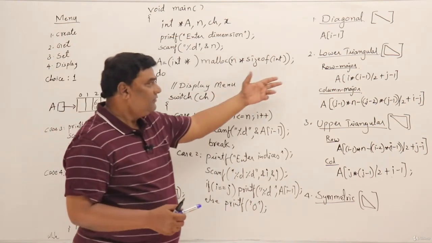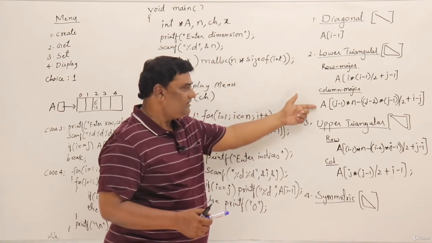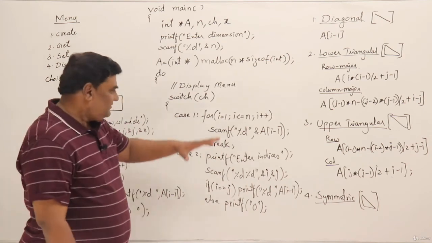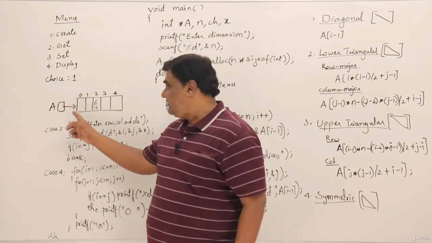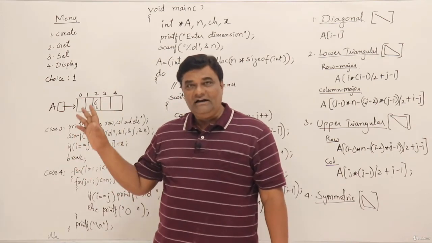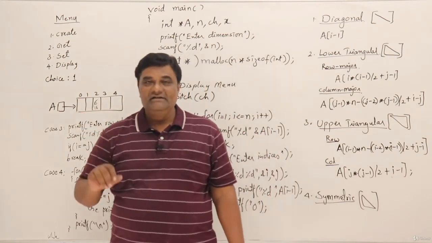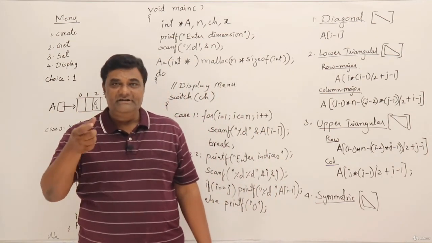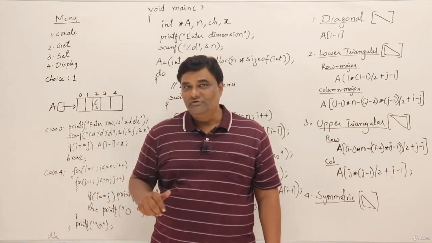What about lower triangular matrix? We have different formulas for row major representation and column major representation. Different formulas are there. Now the program will be similar only. We want to create an array of required size, and then program will be having these four options: creating an array and filling the elements, then getting an element, setting an element, and displaying a matrix. So same options I want to provide.